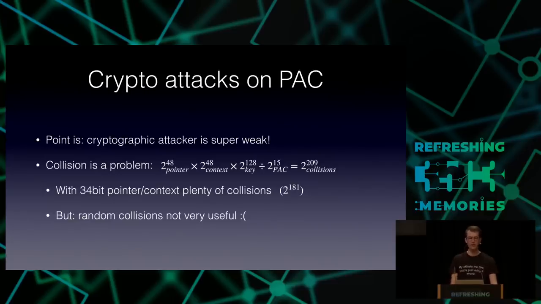So the only other cryptographic problem there could be is collisions. And for those of you who've seen my last talk, they probably know I love collisions. So we have a 48-bit pointer, 48-bit context, and 128-bit key. We sum that up, and we divide that by the 15 bits of output we get from PAC, which gives us 2 to the power of 209 possible collisions, because we map so many bits to so few bits. But even if we reduce the pointers, because practically probably less than 34 bits of a pointer are really used, we still get 2 to the power of 181 collisions, which is a lot of collisions, but the bad thing here is random collisions are not very useful to us unless we can predict them somehow.